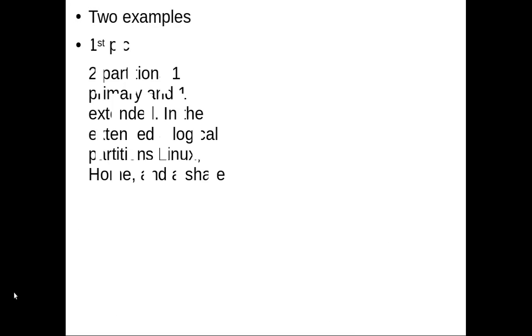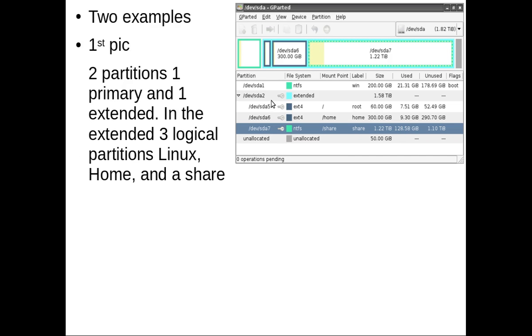So, two examples here. In this first pick, we will have two partitions, one primary and one extended. In the extended, we will have three logical partitions: Linux, home, and a share. So you have SDA, you have SDA1, SDA5, 6, and 7. So inside SDA2 is SDA5, 6, and 7. The first one is your primary partition. It has got Windows on it. And then you have an extended partition containing these three logical drives.